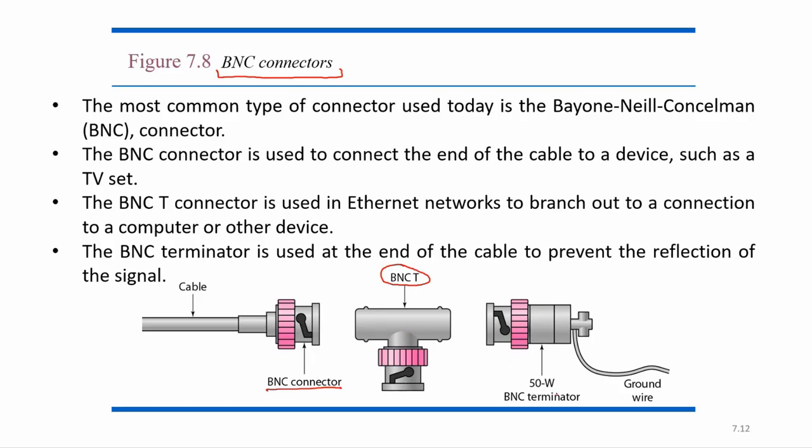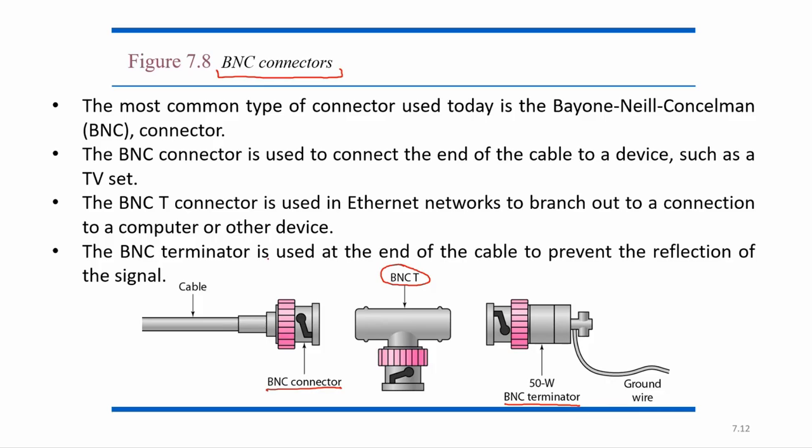Another one is the BNC terminator. If suppose there is nothing connected here, it should be terminated with a ground wire, so that whatever signal is there cannot be reflected. So a terminator should be connected directly. The BNC terminator is used to connect with the ground. The BNC T connector is used in Ethernet networks to branch out a connection to a computer or other device. So for creating a branch, BNC-T is used.